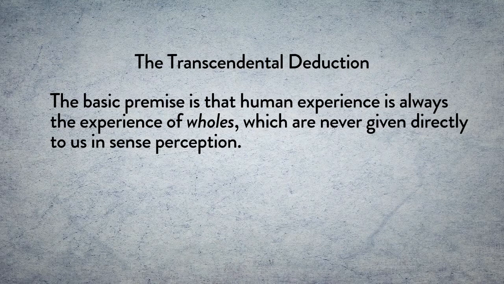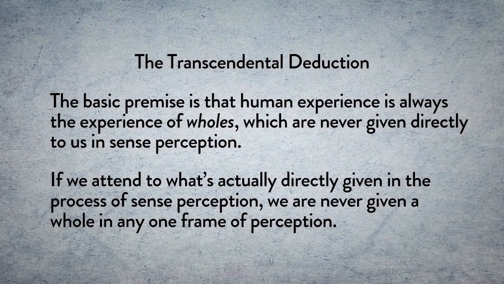And Kant's basic premise here is that if we attend to what's actually directly given in the process of sense perception, we are never given a whole in any one frame of perception. We're always simply given a series of momentary fragments of experience, each of which lasts for the split second, for the instant, and then is replaced by the next, and then the next, and so on.